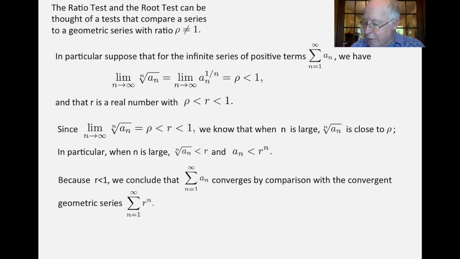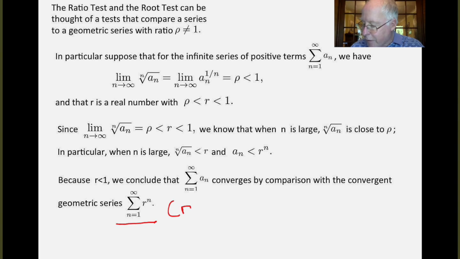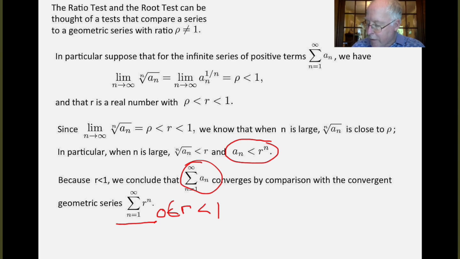If a sub n is less than r to the n, then by the comparison test, we are comparing this geometric series, which converges because r is less than 1 and positive, to this series. And since, again, the comparison goes the right way, the larger term series converges, we know that the series of a sub n converges. So even though we don't explicitly talk about the geometric series in comparison here, the root test and the ratio test really are just kind of backdoor ways to compare a series to a geometric series.